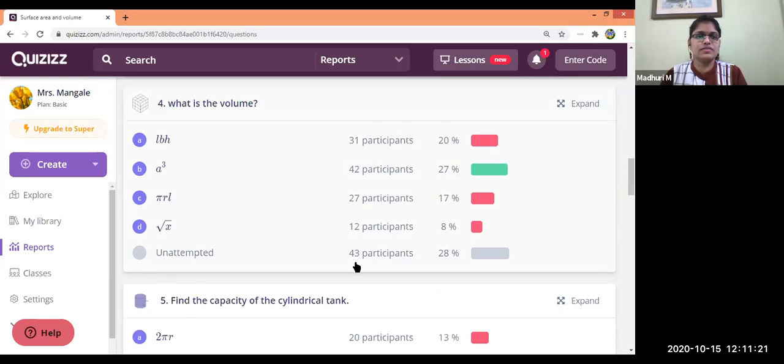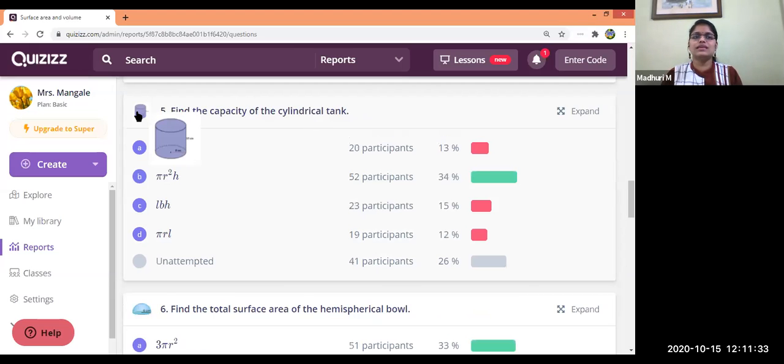Okay, students, and then next we are asked here the volume. So the shape over here is a cube, right? So the volume of a cube, that is a cube. The answer was B. Then, find the capacity of the cylindrical tank. The shape is a cylinder. And what do you mean by capacity? Capacity means the volume. So volume of a cylinder, that is pi r squared h.